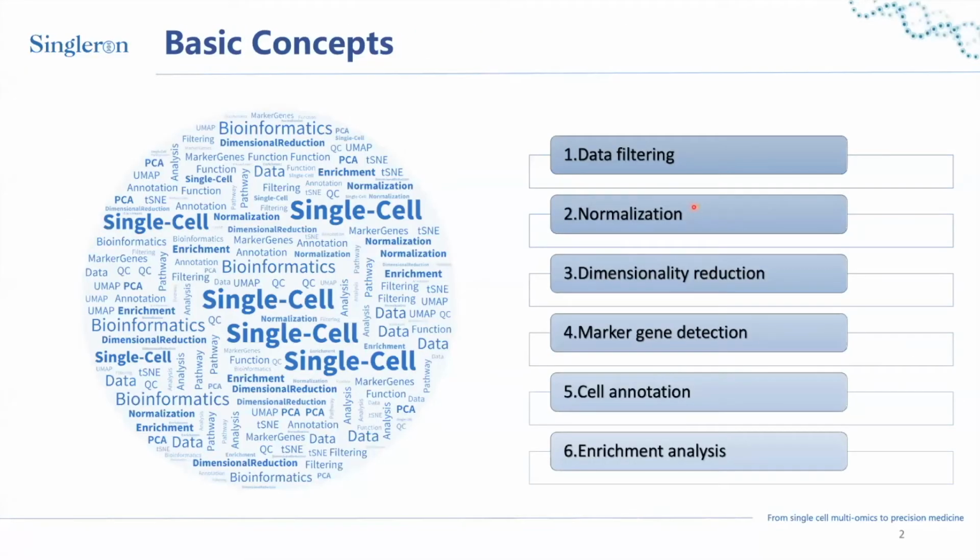In this part, we're going to talk about some important steps in single-cell RNA-seq data analysis, which starts from data filtering to normalization, dimensionality reduction, marker gene detection, cell annotation, as well as a brief introduction to the enrichment analysis. In the next week, we are going to have a lecture about the advanced analysis, and all of that analysis will be based on the results from these steps.